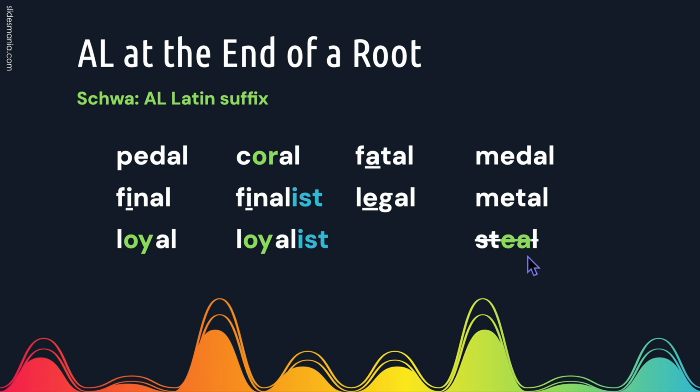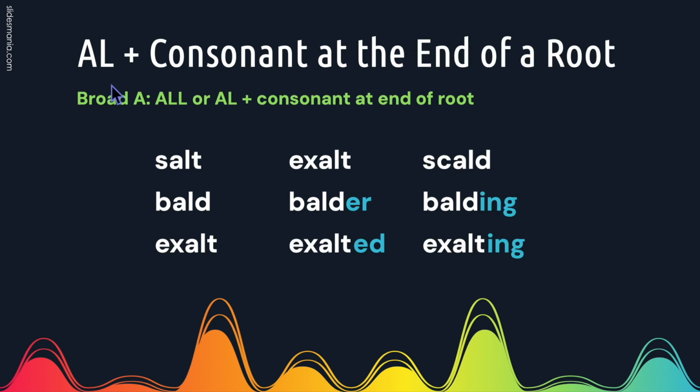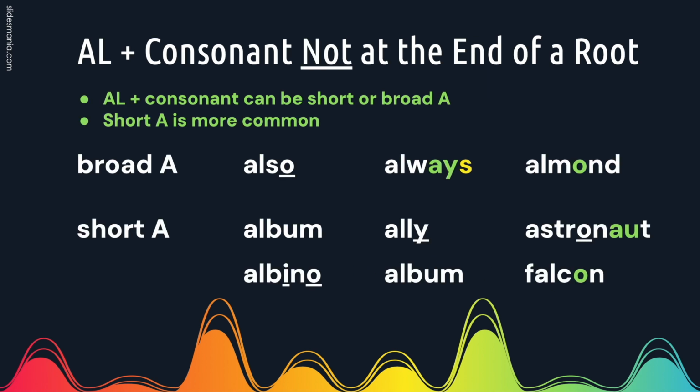In this case, EA together say E, so we have the word steel. If you have AL plus another consonant at the end of a root word, the A will have its broad A sound of ah. So this word is salt, exalt, scald, bald. We can add suffixes and the A will retain the broad A sound. Balder, balding, exalt, exalted, exalting.